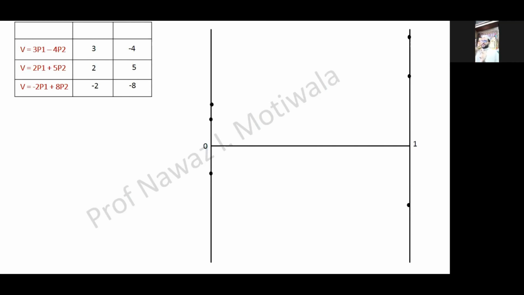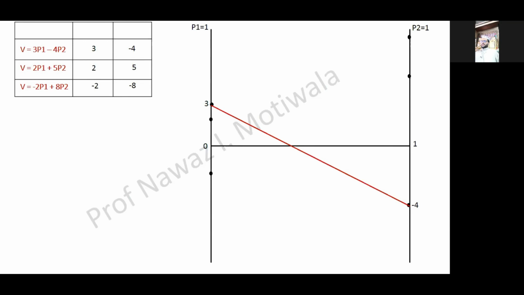So for first value you can see the values are 3 and minus 4. So what I will do, I will connect this 3 with minus 4. मैंने एक आर्बिट्रली एक पॉइंट मार्क किया 3, एक आर्बिट्रली पॉइंट मार्क किया minus 4 and I will just join that line 3 and minus 4.